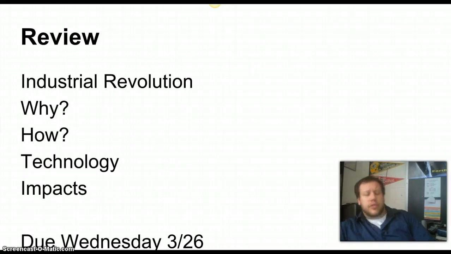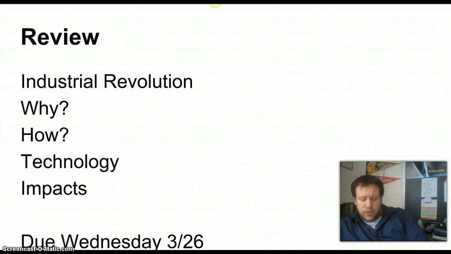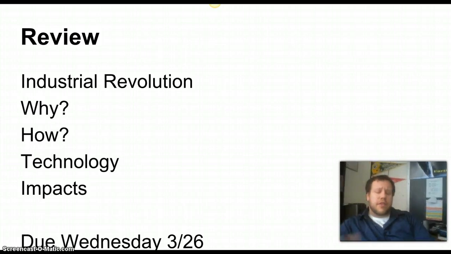And to review, guys, real quick, what the Industrial Revolution is and the change to a factory-based economy. We know why it happens in terms of the change in agriculture, new agricultural goods, the enclosure movement. We know how it happens through the factory development and technology. And also we looked at the impact.